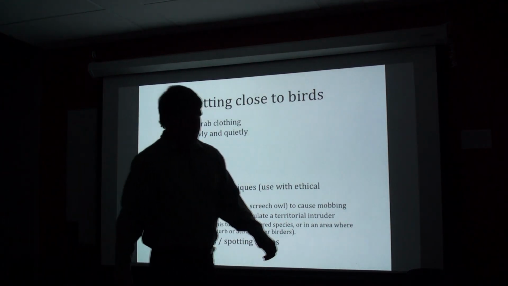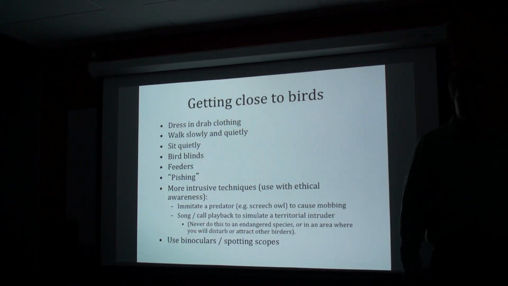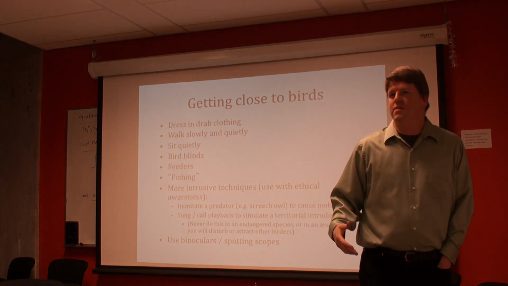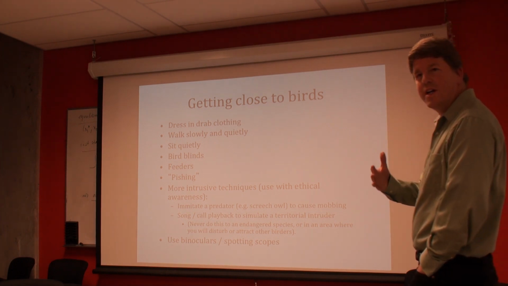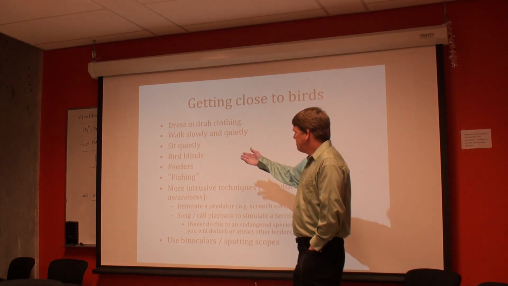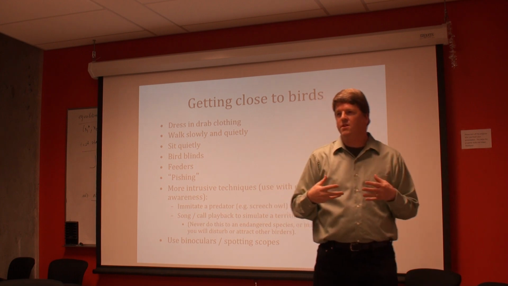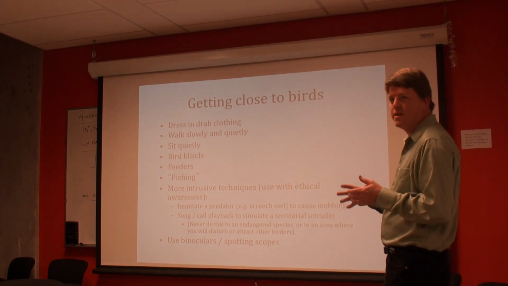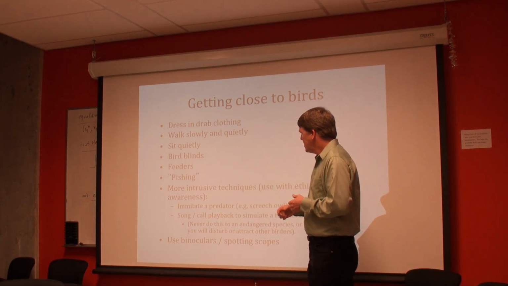Okay, since we're kind of running out of time, I'll talk about how to get close to birds. You want to dress in drab clothing, and you want to not talk a lot, just be kind of quiet when you get close to them. You can use bird blinds. Often sitting in one place for a while, the birds will come to you. You know, they won't really know that you're there, and it's motion that they really care about. Having a feeder is good, and looking through a window.